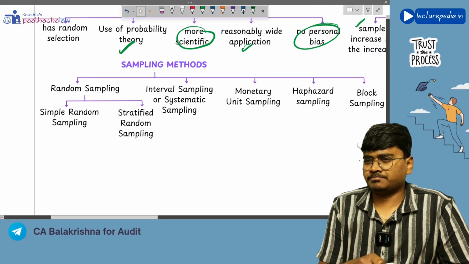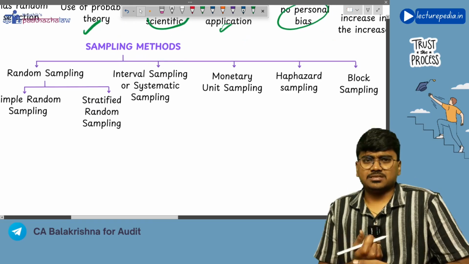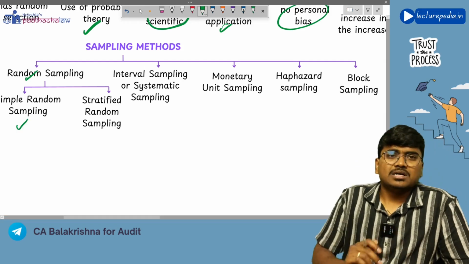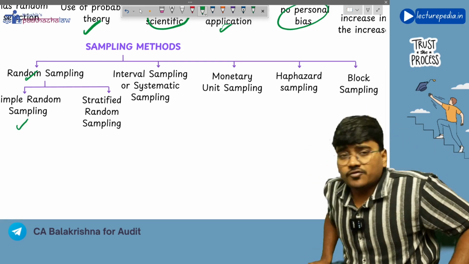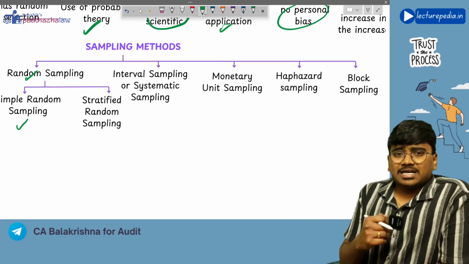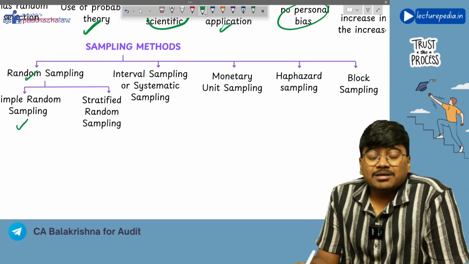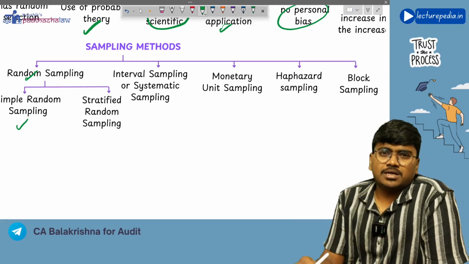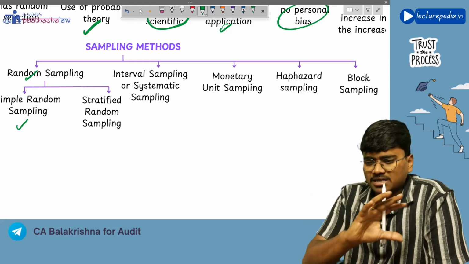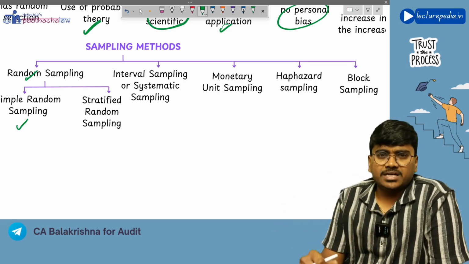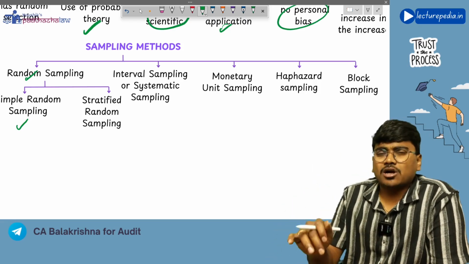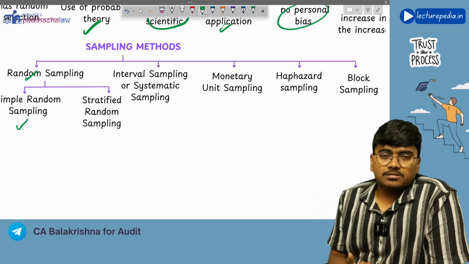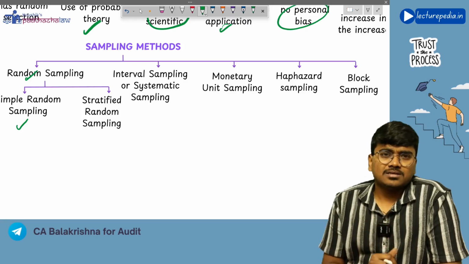Next, sampling methods. So what are the various sampling methods that are available? Firstly, in random sampling, you have simple random sampling. In case of simple random sampling, you will select the samples based on random number table generators. If you go into Google and search for random number table generator, you will find a site wherein if you click on refresh, it will generate a random number. Based on that random number table generator, you will select the samples.